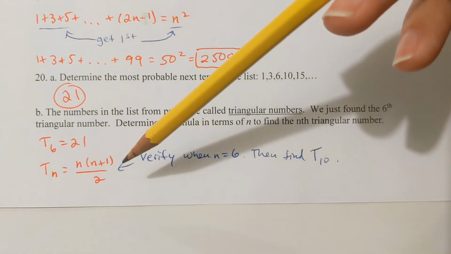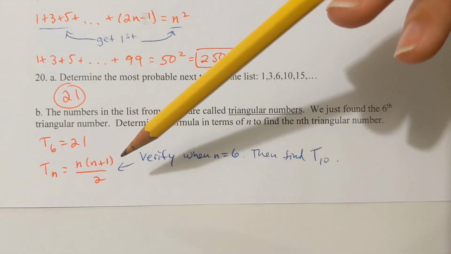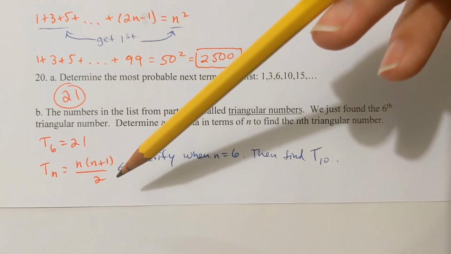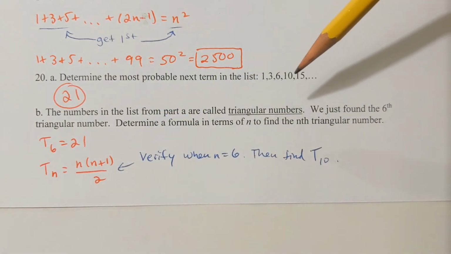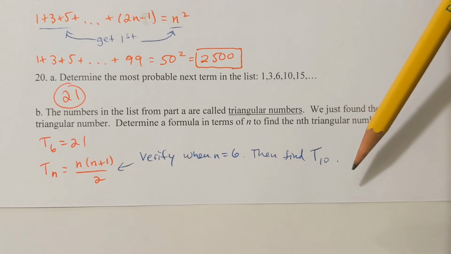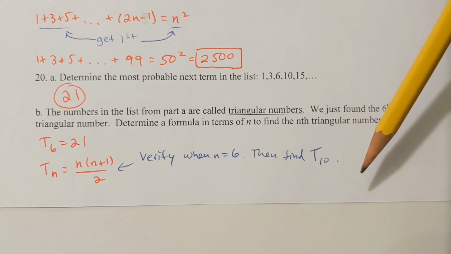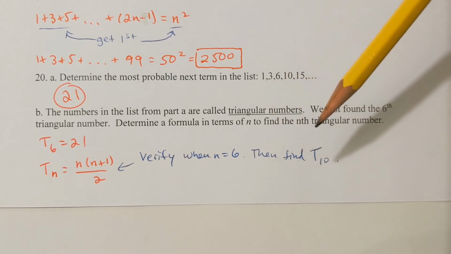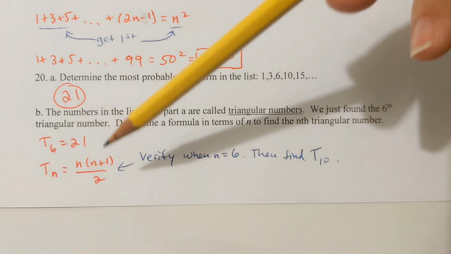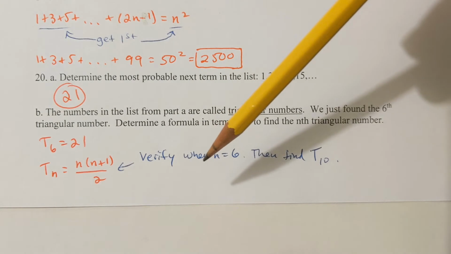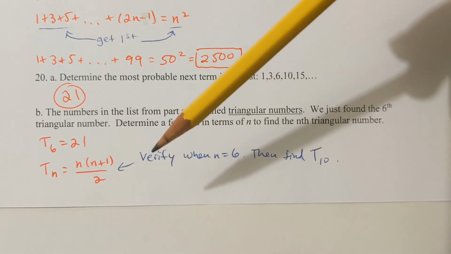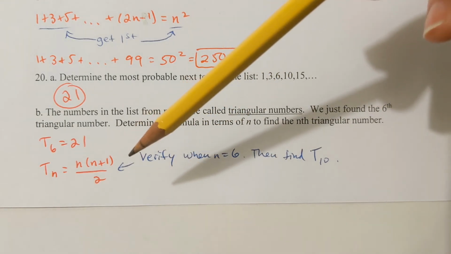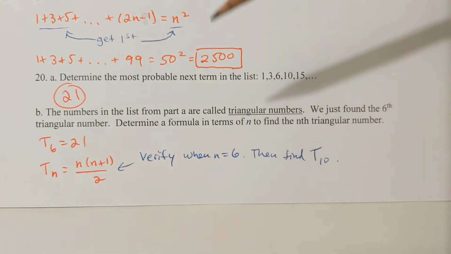10 times 11 is 110, divided by 2, gives me 55. Okay, now the nice thing about knowing t sub 10 is that I don't need to know t sub 9, I don't need to know t sub 8, I don't care about those. The nice thing about having a formula is I can find the sum directly for whatever n is.